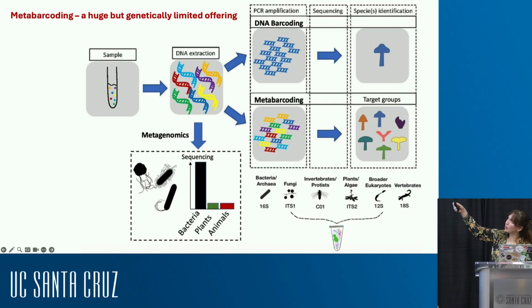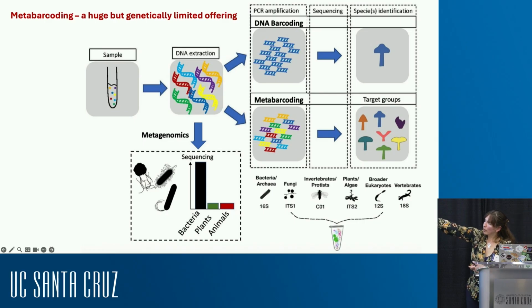So barcoding would be you sequence one single sample that's a single organism, and you get its ID from its DNA barcode, its unique DNA sequence. But metabarcoding is where you have a mixture, like the soil sample, you might have lots of species, and when you do PCR, you're amplifying all of them, and you're able to get a whole bunch of those different targets within your group, like fungi.